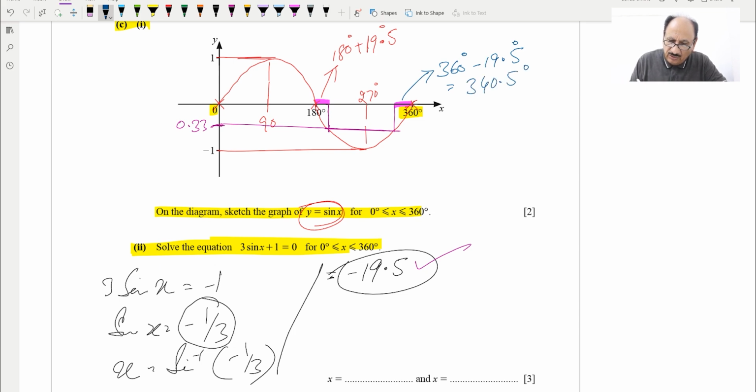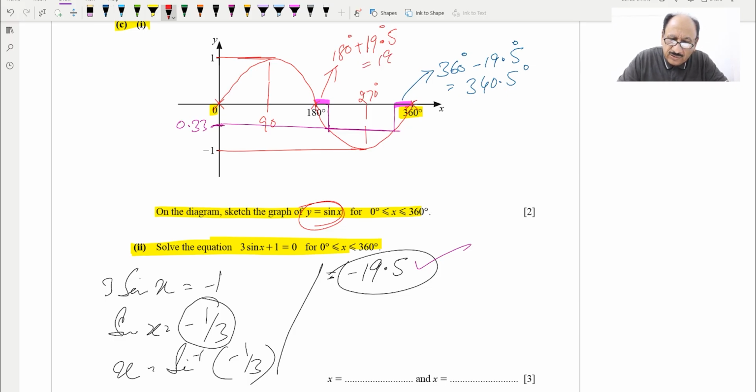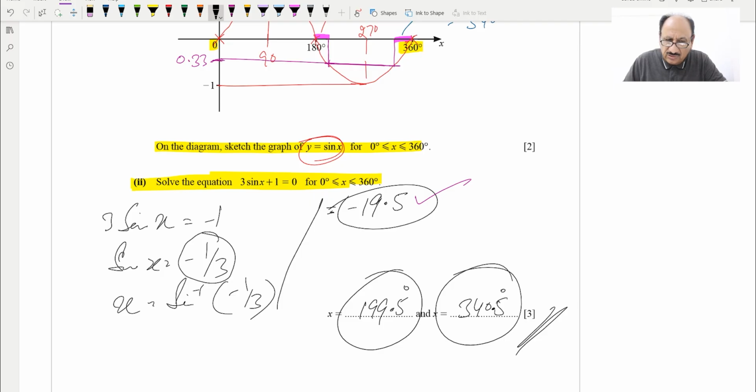So 340.5 degrees will be one answer, and the second answer which we have calculated is 180 plus 19.5, which is equal to 199.5. So this angle will be 199.5. These two will be our answers, which we can provide over here: 199.5 degrees, and the second angle is 340.5 degrees. These are the two answers. Hopefully you understand this. This was a 3-mark question which we have done.